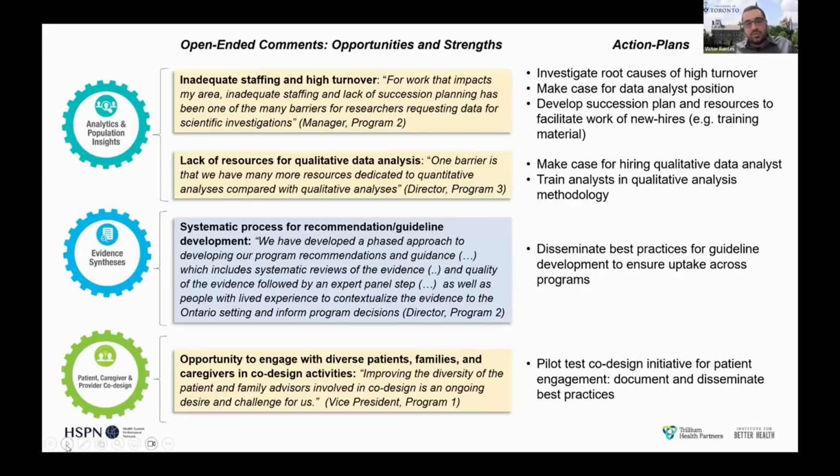And then for the co-design, the last year we heard there was an opportunity to engage with diverse patients, families, and caregivers. And that could be an opportunity here for us to pilot test and figure out how to do these things, how to co-design with patients, and then disseminate best practices. So a lot of the issues can be addressed by action, right? If we're not doing so well with co-designing with patients, let's figure out different ways of doing this, and then learn from our co-design efforts.